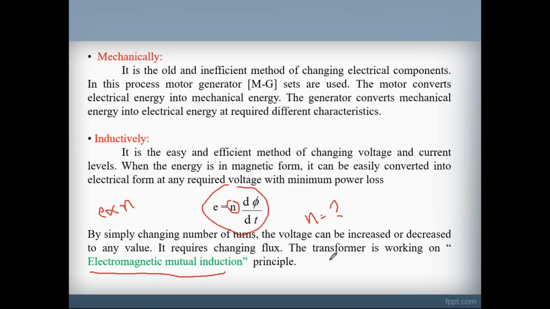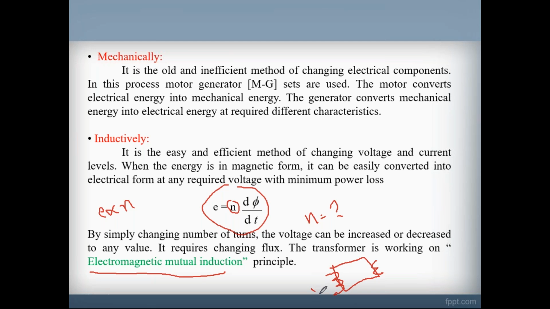So this is the circuit diagram for the transformer. Here primary winding and here secondary winding. Now we are giving the input voltage here and we are getting the output voltage here. Whether it is step up or step down, it is based on the number of turns here.